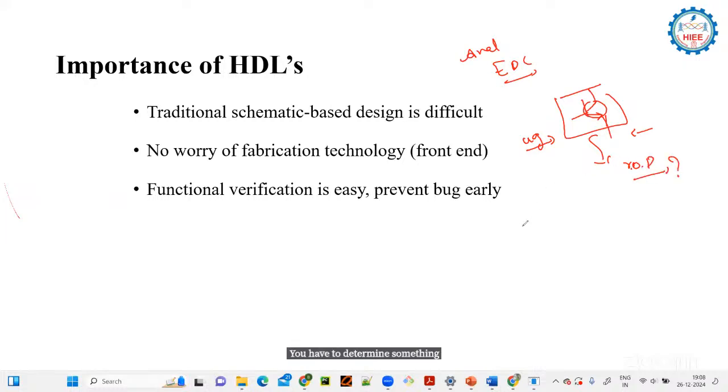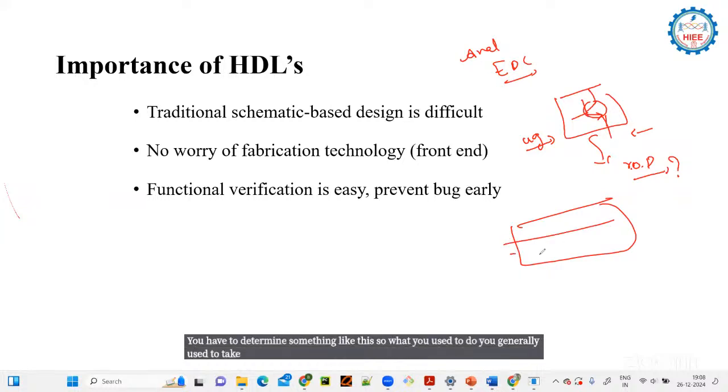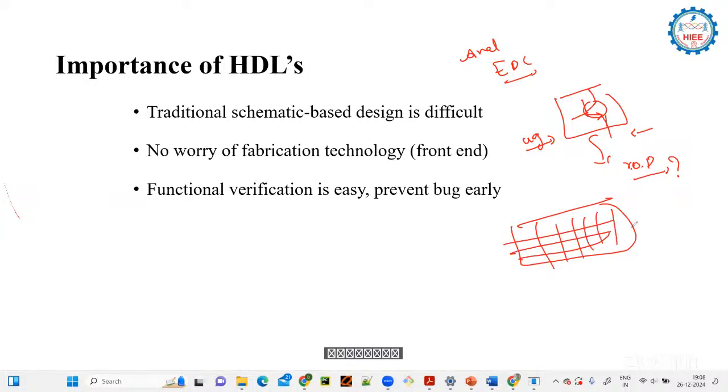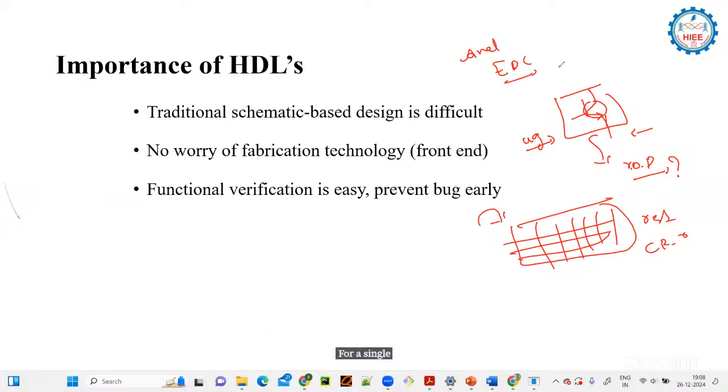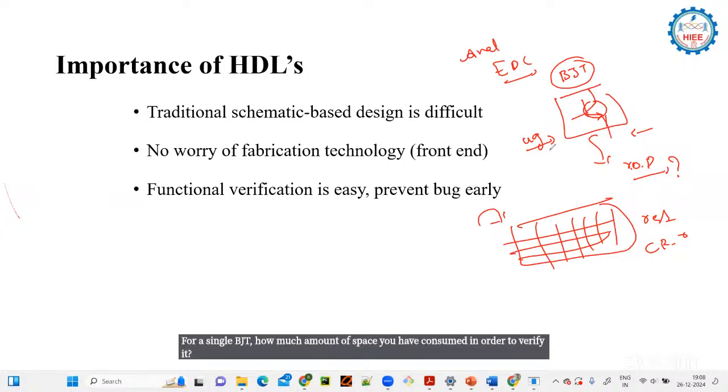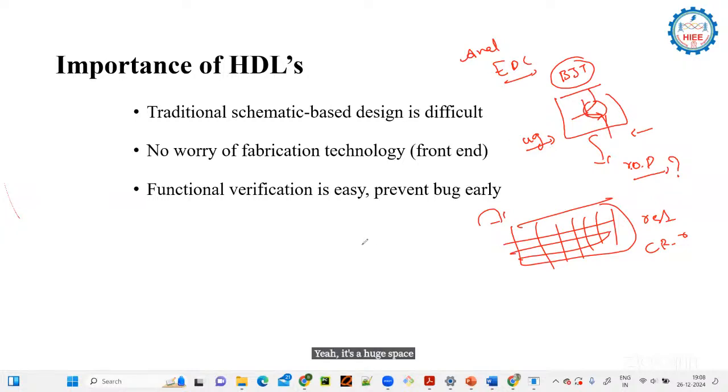So what you generally used to do is take a breadboard which has some series and parallel connections, and connect it with some resistors, a CRO, an oscilloscope, and a voltage supply, and verify it. So for a single BJT, how much space did you consume in order to verify it? It's a huge space, right? Probably I could say 10 by 10 centimeters.